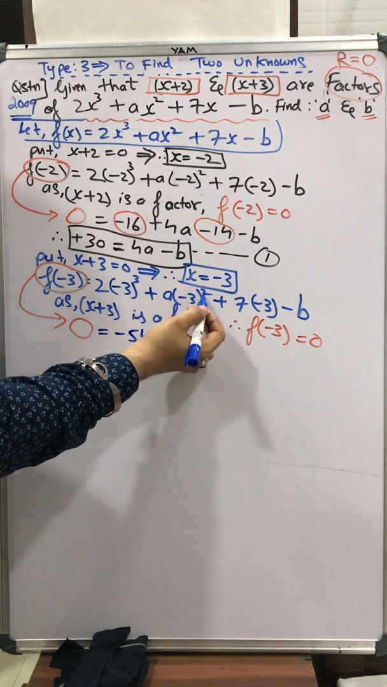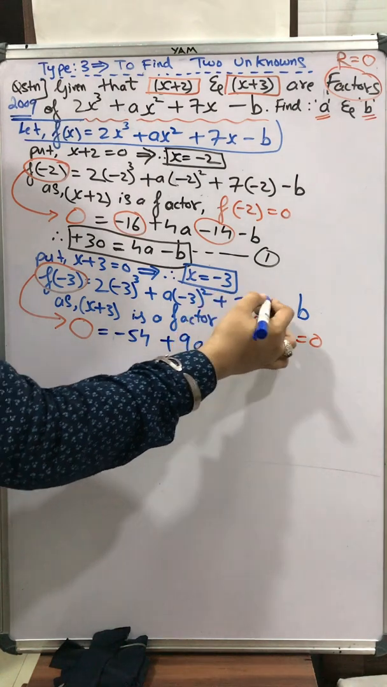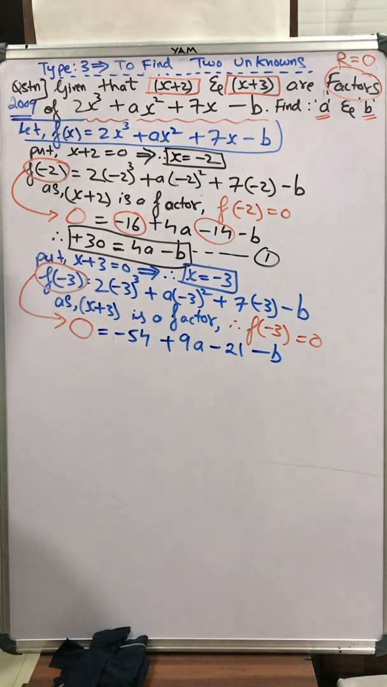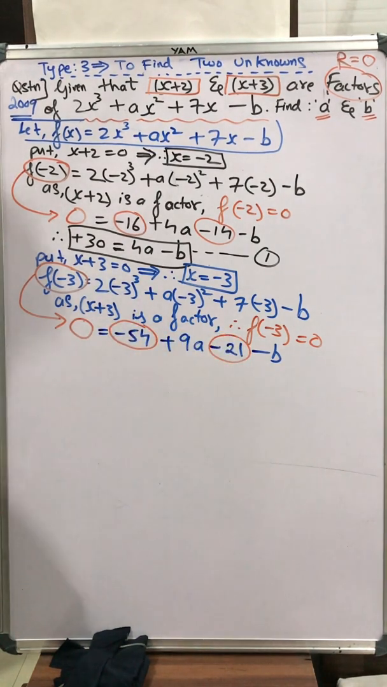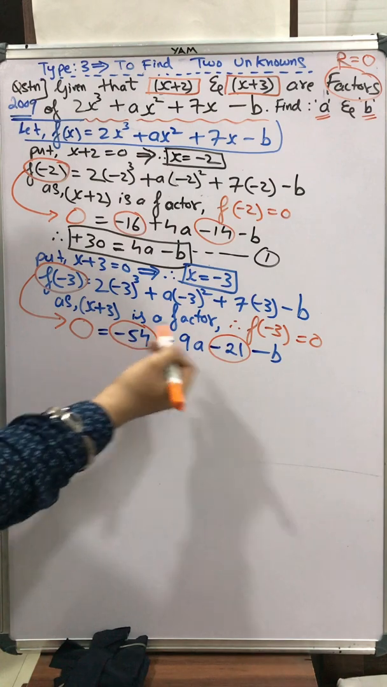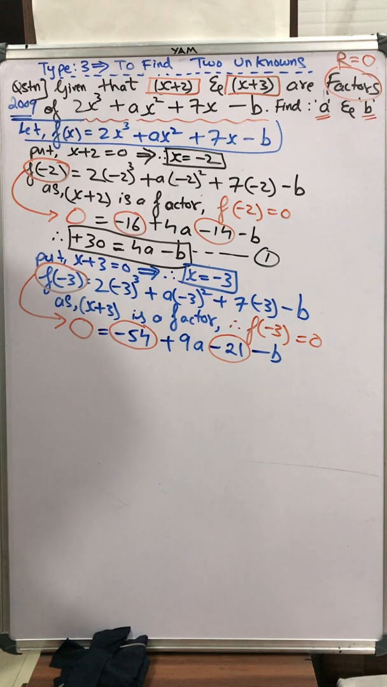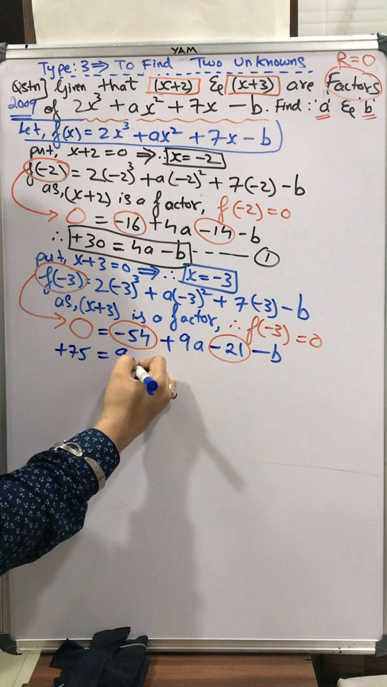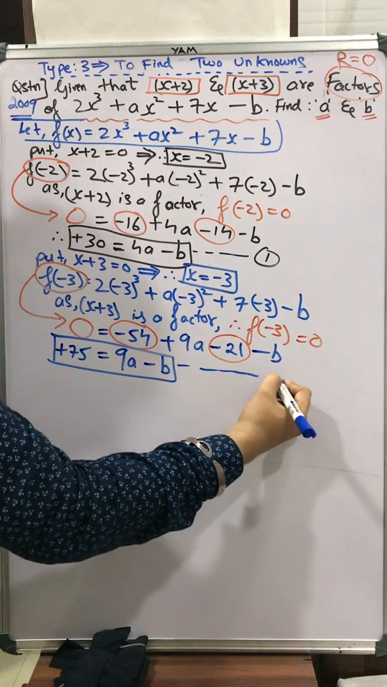Minus 3 square is plus 9. Plus 9 multiplied by a is plus 9a. Plus 7 multiplied by minus 3 is minus 21. And then minus b. Now I have minus 54 and minus 21. Minus and minus is plus, so 4 plus 1 is 5, and 5 plus 2 is 7. Minus 75, but when minus 75 comes on the left hand side, it becomes plus. So plus 75, here it comes 9a minus b. This is my equation number 2.